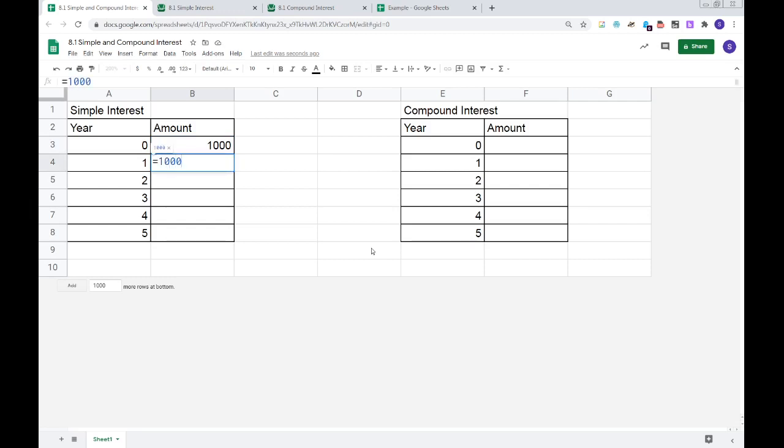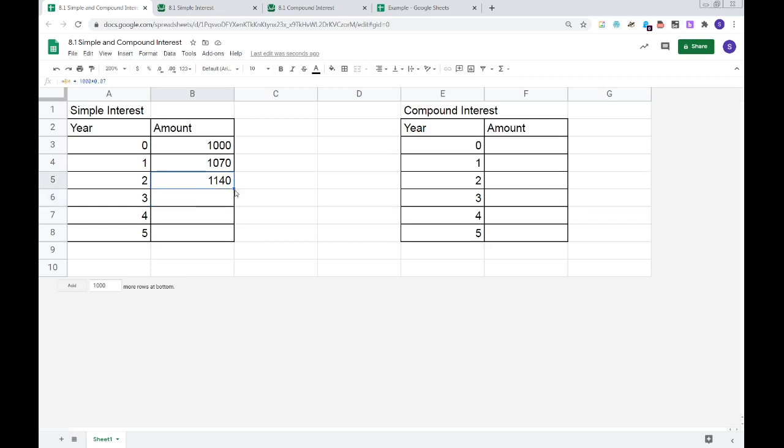After a year, we're going to have that amount, which is B3, plus 7%. 7% of 1,000 is $70. So we made $70. Now the next year, it's going to be the same thing all over again. So B4 plus times 0.07, and we get $70 more.